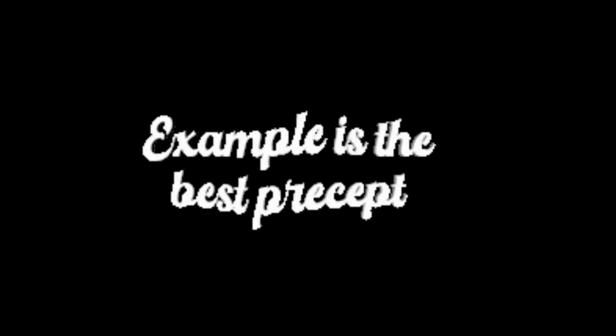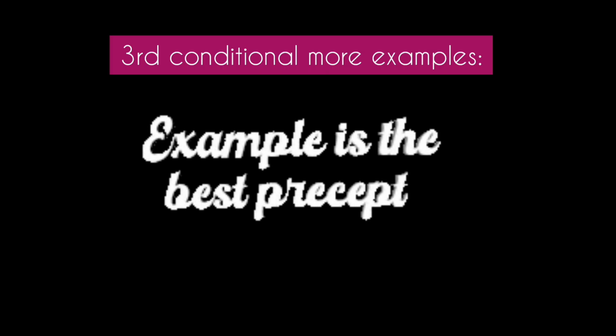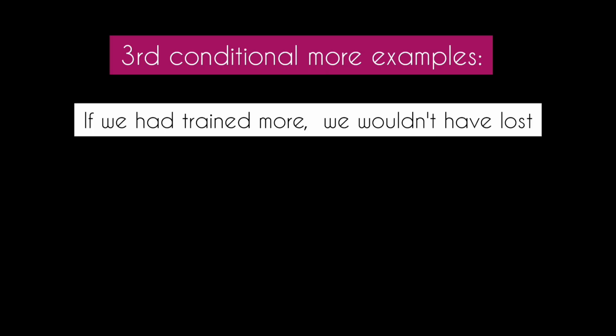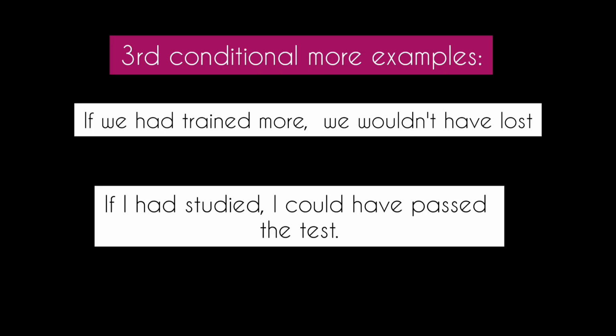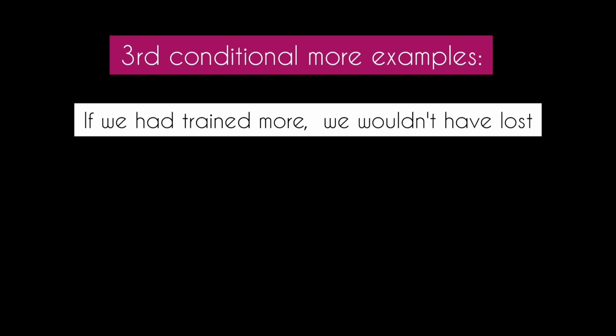This is another example of the third conditional. If we had trained more, we wouldn't have lost. If I had studied, I could have passed the test. And those kinds of sentences are the form of regret or something that we cannot do anymore. It's just imagining things in the past and we couldn't do anything about it. That's when we use the third conditional.